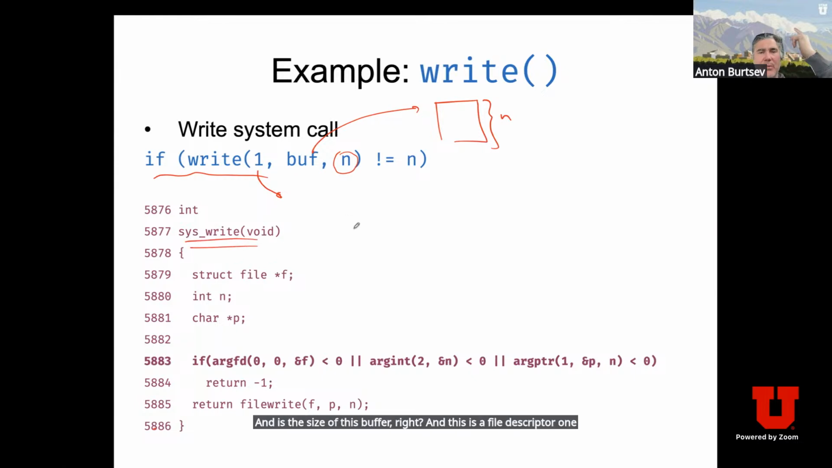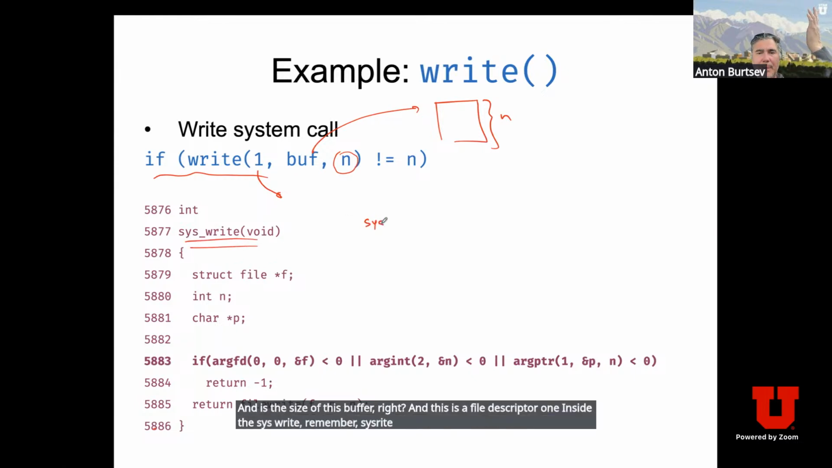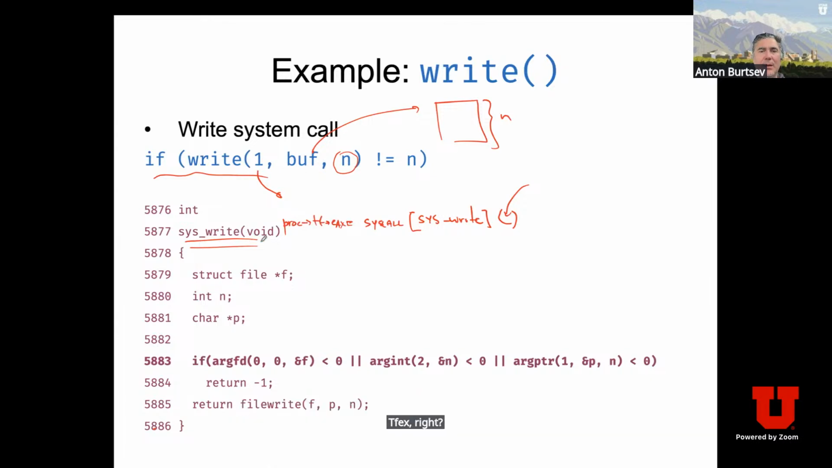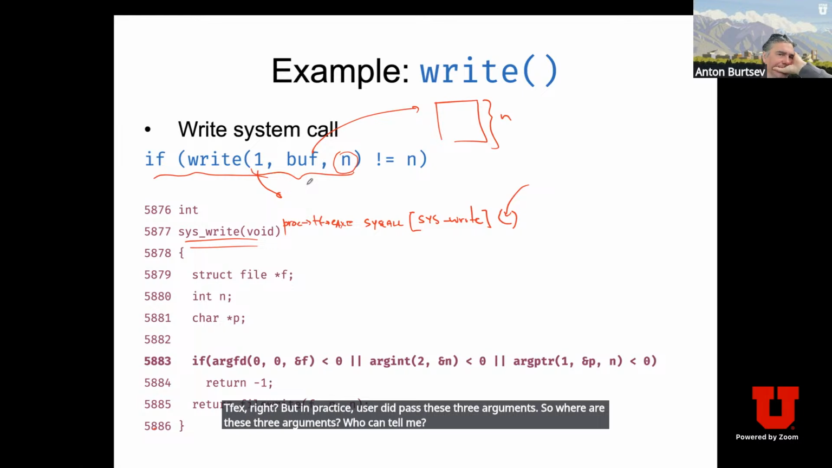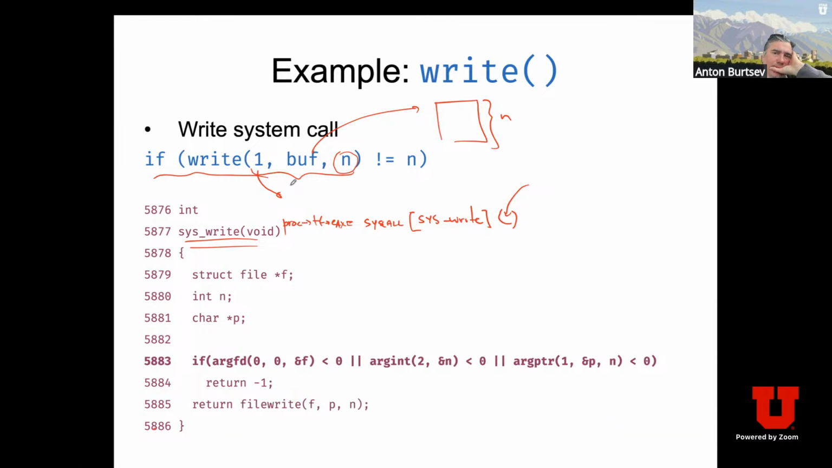Inside sys_write, remember, syscalls was an array, and we invoked a function pointer in the array. This is a void function, and it will return an integer, so we assign it to proc tf eax, right? But in practice, the user did pass these three arguments. So where are these three arguments? Who can tell me? How can the kernel access them?